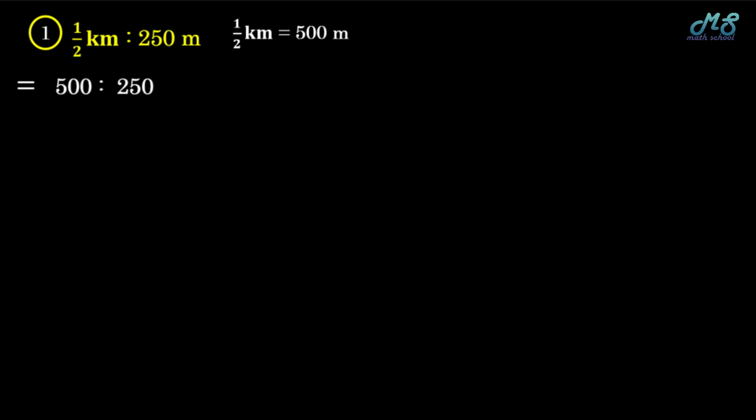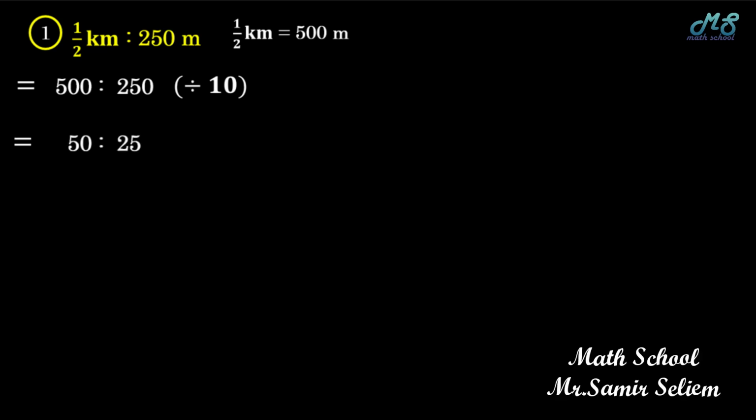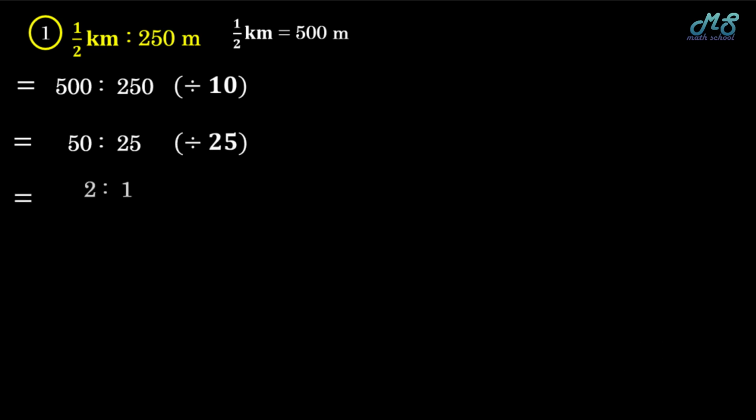Let's have an example. To find the ratio between half kilometer and 250 meter. Half kilometer equals what, guys? Equals 500 meter, to be the same unit. Now 500 to 250, dividing both sides by 10 as we studied before, equals 50 to 25. Dividing both sides by 25 again equals 2 to 1.